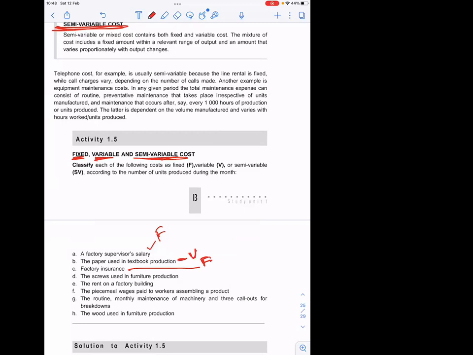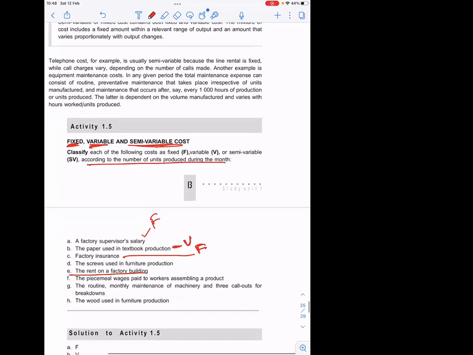D, the screws used in the furniture production, with respect to the number of units produced. As more furniture is produced, more screws will be needed. That makes it a variable cost. The rent on the factory building is fixed. The piecemeal wage paid to workers assembling a product: if you are doing a piece job, you are paid for the output that you did. So if these workers are paid piecemeal, they are paid for the number of units produced. If they produce more, the wage will increase. So this becomes a variable cost.